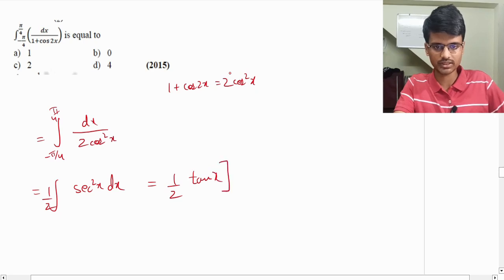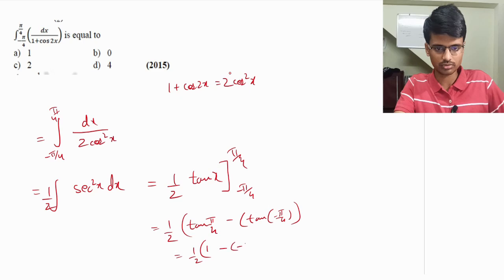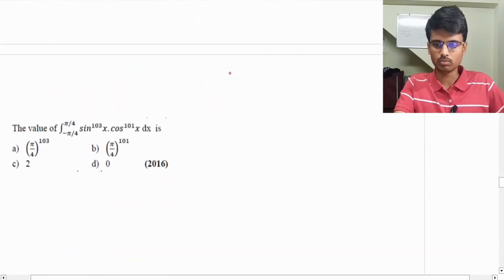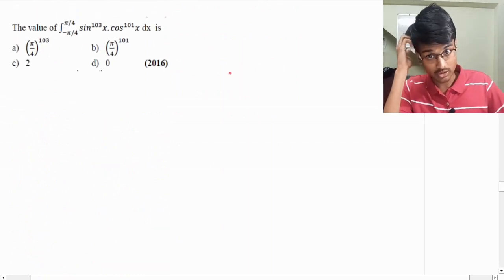Integration of sec square x is tan x, from minus pi by 4 to pi by 4. So 1 by 2 times tan of pi by 4 minus tan of minus pi by 4. So what do I get? 1 by 2 times 1 minus of minus 1. So that is nothing but 1. The correct answer is option A. So this was a pretty easy question. It can easily be solved in under a minute. Moving on.